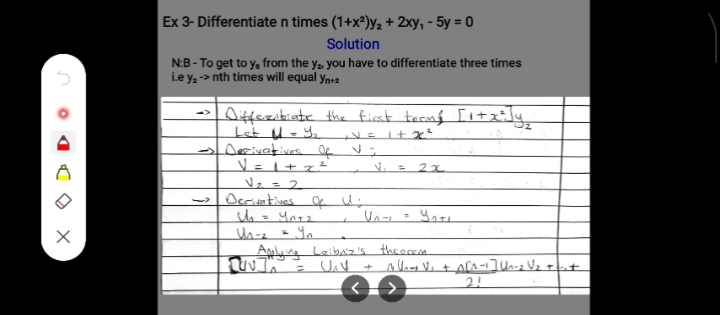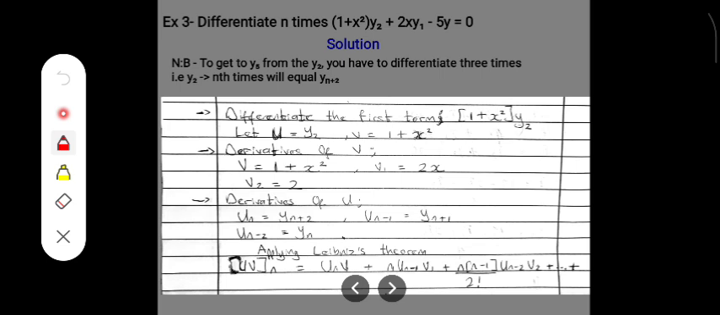We need to identify our u and our v. In this function, v is equal to 1 plus x squared. The condition is that v is the one whose derivatives will eventually become 0 after a number of successive differentiations, while u is the one whose nth differential coefficients can be easily obtained.